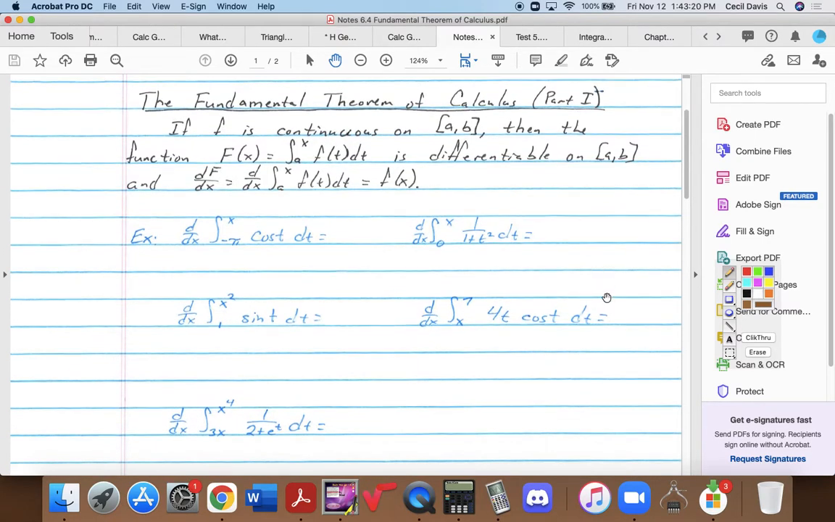This part says that if f is continuous on the closed interval from a to b, then the function capital F of x, which is equal to the integral from a, which is a constant, to x, which is a variable, of f of t dt, is differentiable on the closed interval from a to b, and secondly, that the derivative of capital F with respect to x, which is to say the derivative with respect to x of this integral, is equal to f at x.